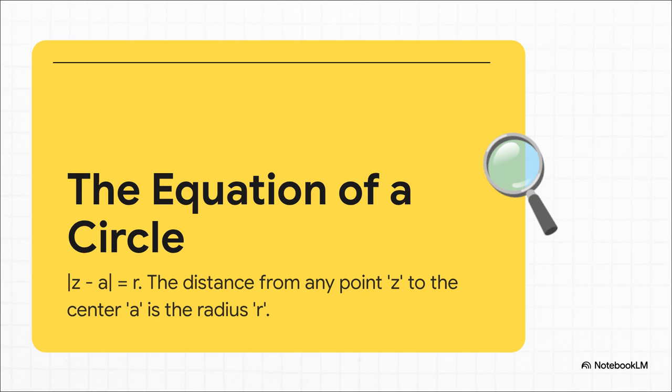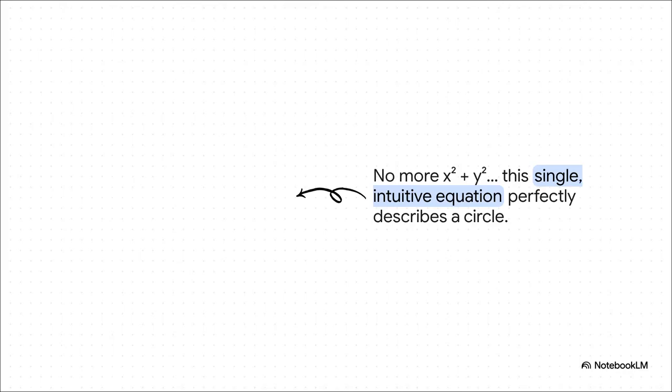This equation literally says, in plain English, the distance between any point z on the circle and the center point a is always equal to the radius, r. And that's what makes it so powerful. It's not a formula you have to memorize, it's just a description of what a circle is. It's a set of points that are all the same distance from the middle. The math is a direct translation of the idea.